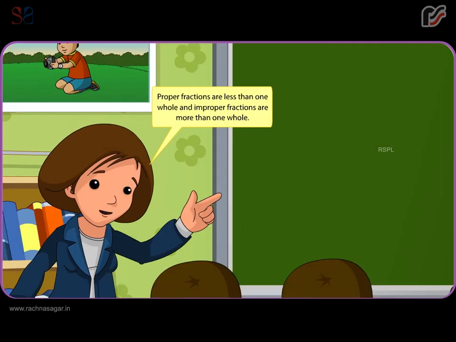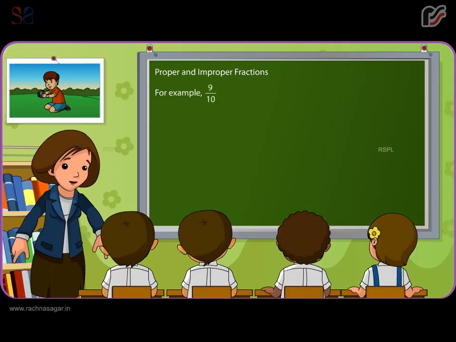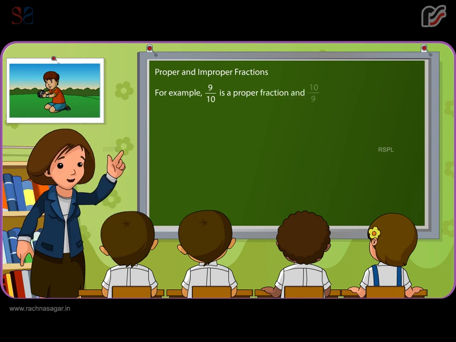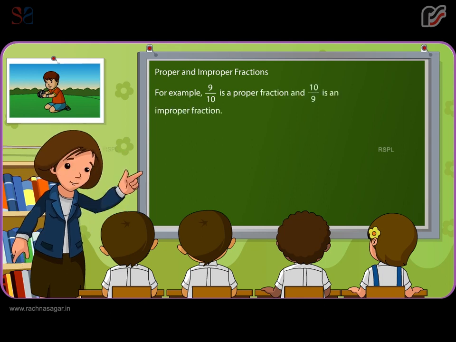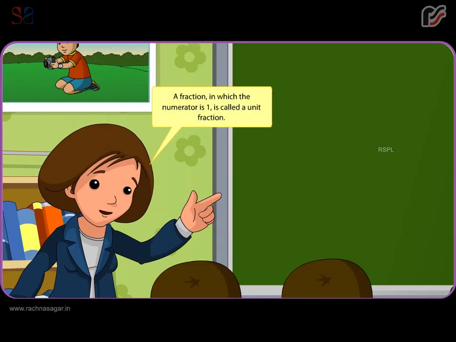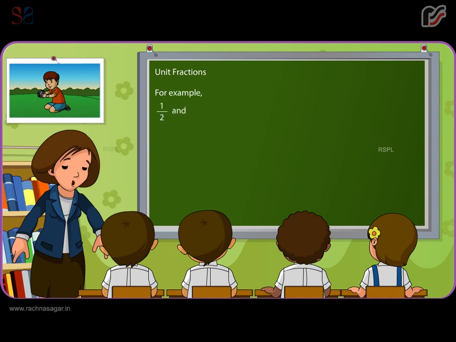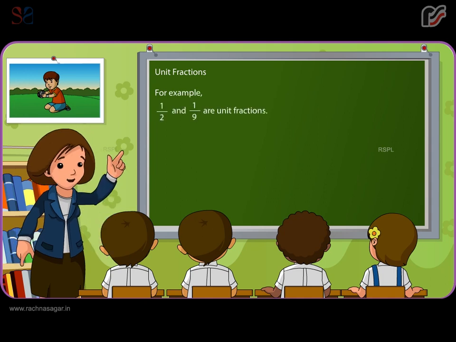Proper and improper fractions. Proper fractions are less than one whole and improper fractions are more than one whole. For example, 9/10 is a proper fraction and 10/9 is an improper fraction. Unit fractions. A fraction in which the numerator is 1 is called a unit fraction. For example, 1/2 and 1/9 are unit fractions.